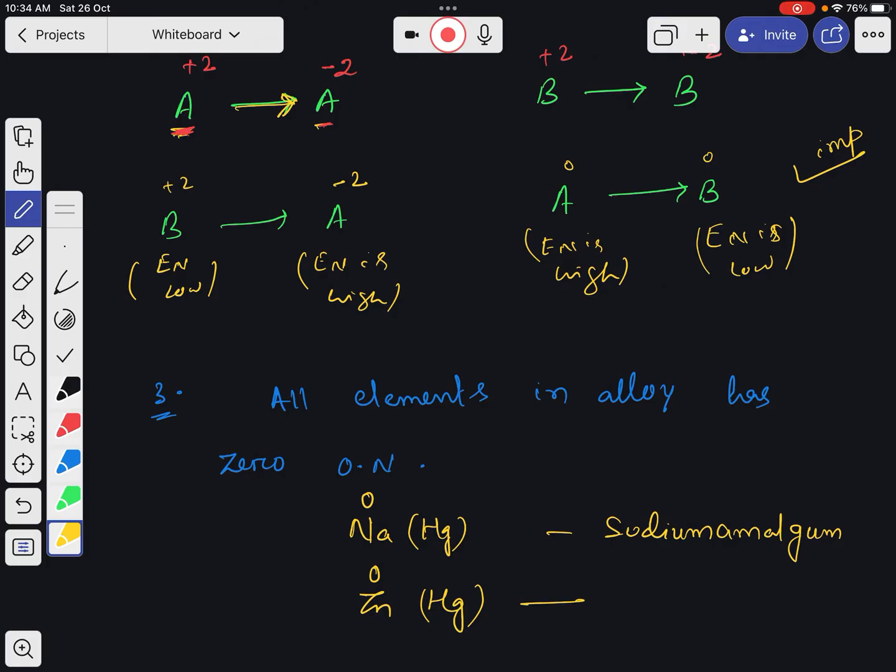Okay, I think you have cleared this concept. It completes your calculation of oxidation number. If any doubt, you can ask.